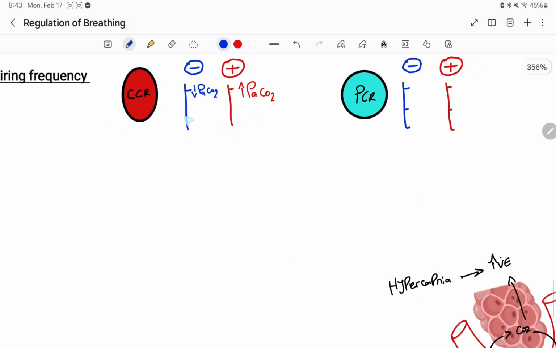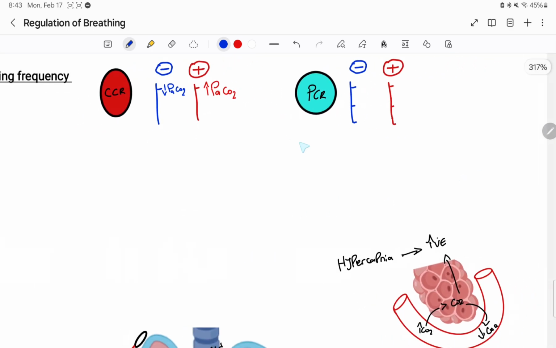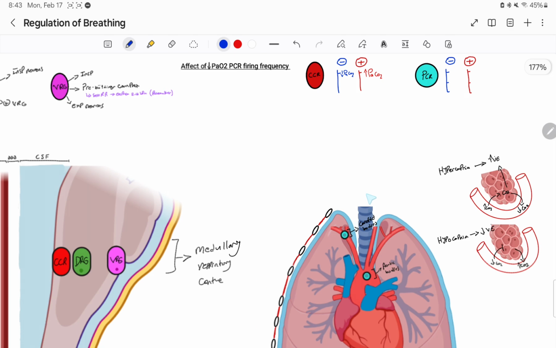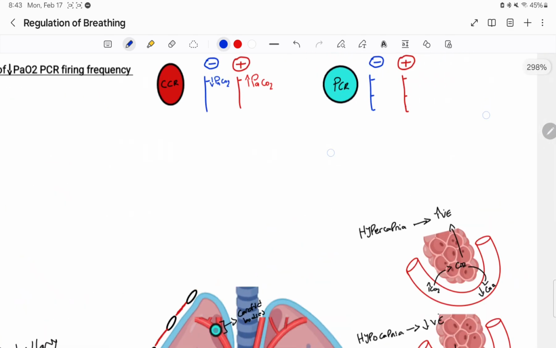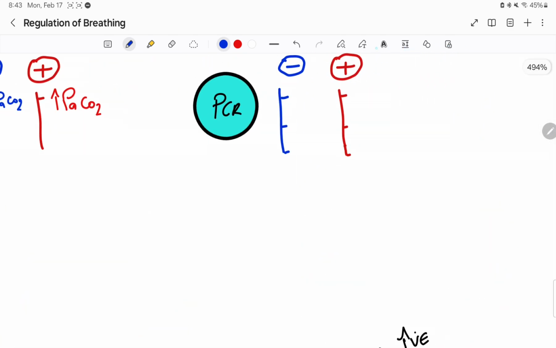So a high amount will stimulate it, a low amount will inhibit it. What about the peripheral chemoreceptors? Well, they're located in the periphery, okay? Their stimuli are going to be a little bit different.